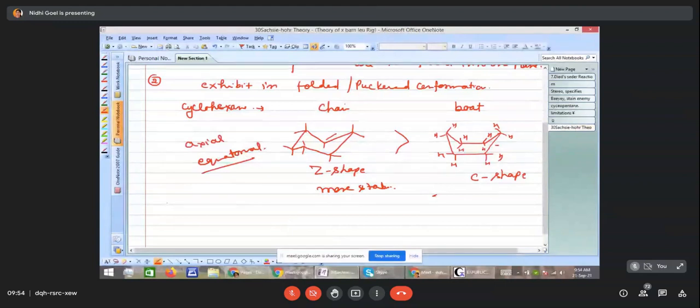So Baeyer's strain theory has been completed. In the next class we will discuss cyclohexane conformations and their substitution, the conformations of the monosubstituted and disubstituted derivatives.